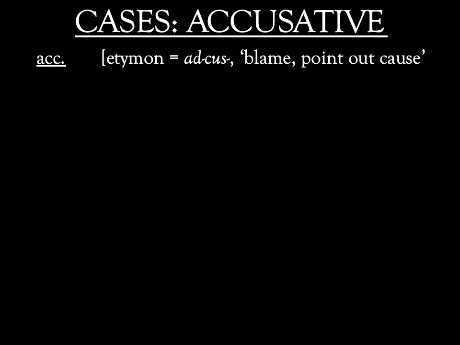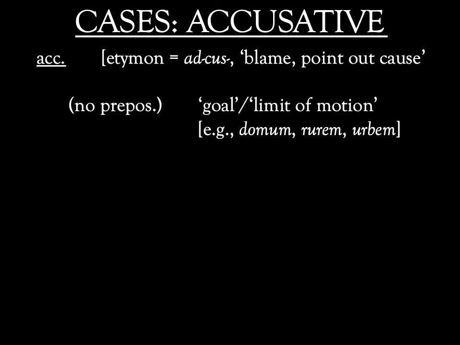We'll first look at the relevant cases, starting with the accusative. Its relationship to direction is implicit in the name, which comes from the verb meaning to blame or to point out someone or something as a cause. So the accusative has an implicit sense of motion towards, even an aggressive motion towards. Thus, the accusative can be used on its own, without preposition, to describe the goal or the limit of motion. Some examples are domum, to the home, rus, to the countryside, and urbem, to the city.